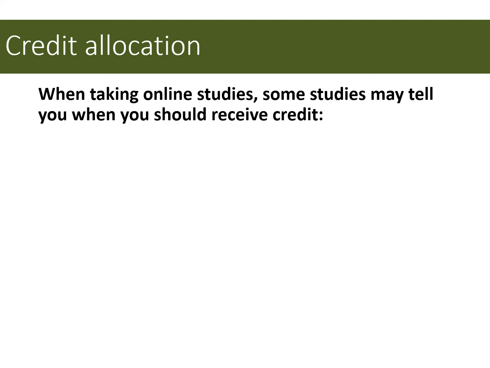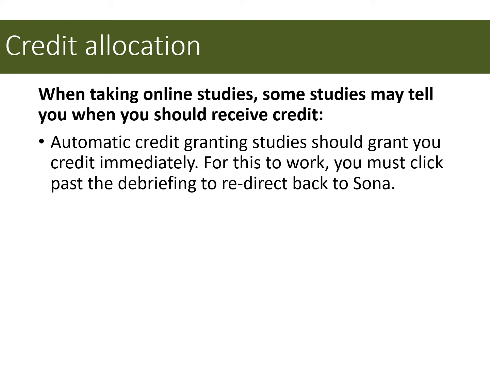When taking online studies, some studies may tell you when you should receive credit. So for instance, some studies may say that this is an automatic credit granting study and it should grant credit immediately. For this to work, you actually have to click past the debriefing at the end of the survey for a redirect back to SONA. If you are not redirected back to SONA, you actually won't receive credit.